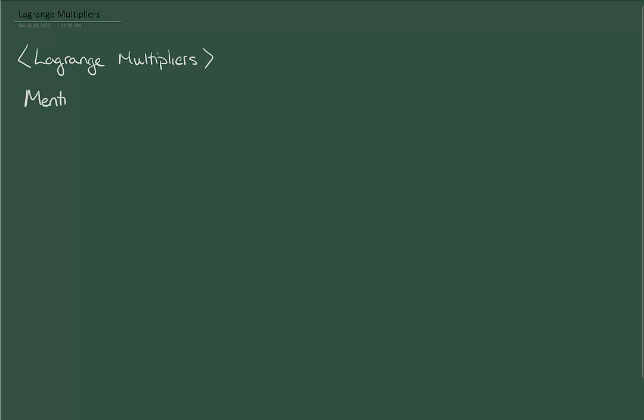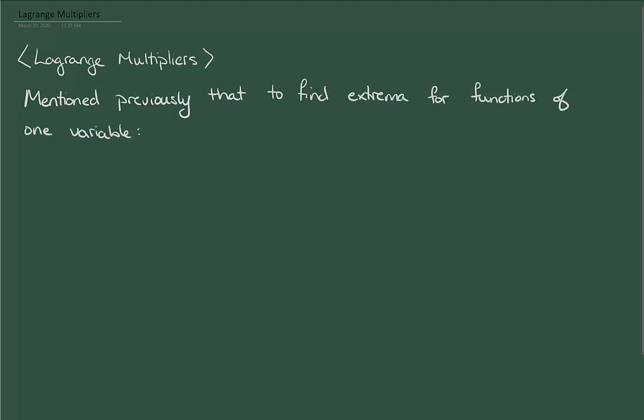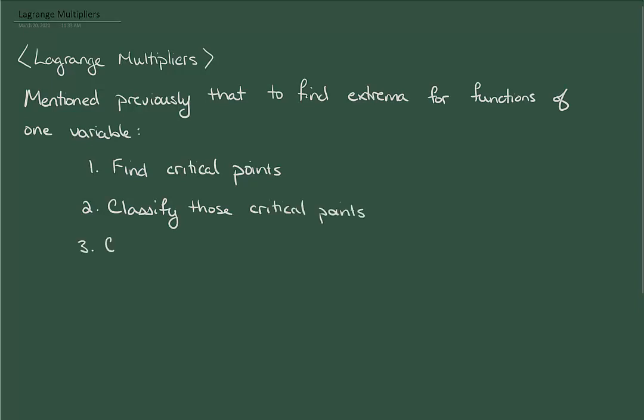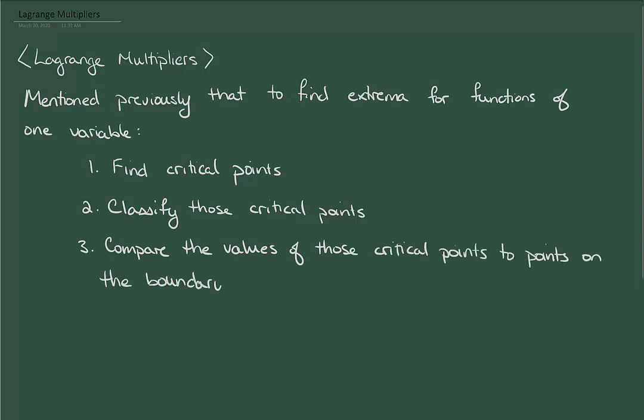So we had mentioned previously that to find extrema for functions of one variable, we would do the following. The first thing is we find the critical points of the function. Then we classify those critical points. And then once we have those critical points, we plug them into the function and we compare the values of those critical points to the values of the function on the boundary.